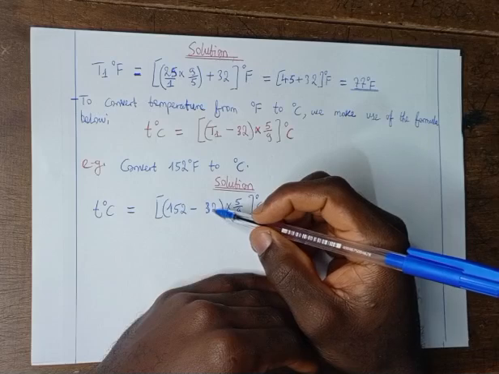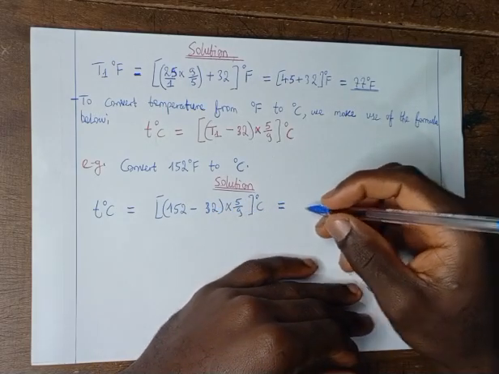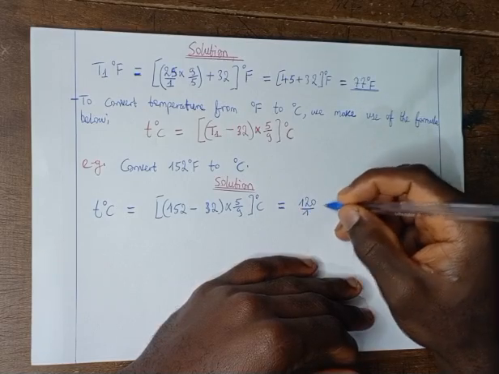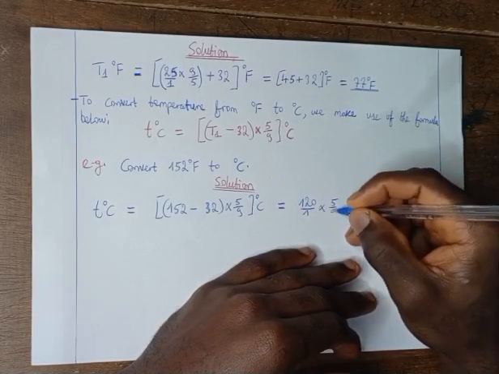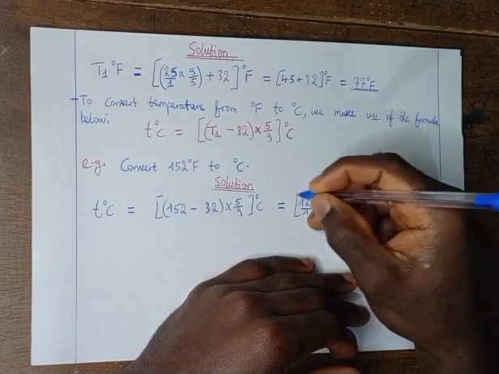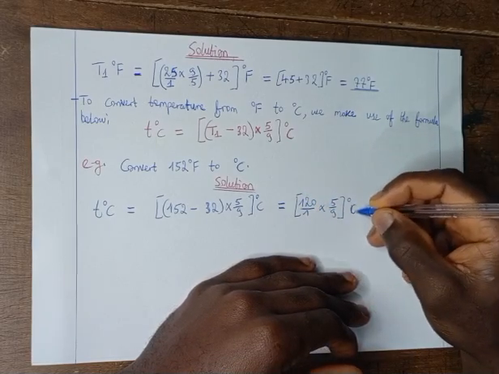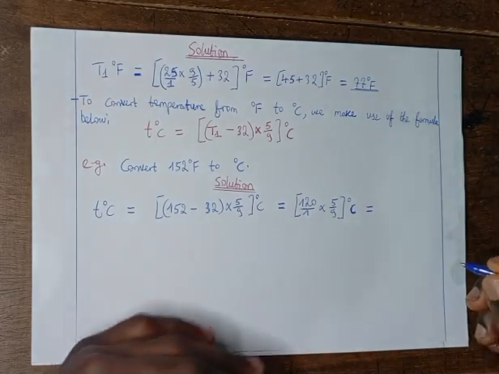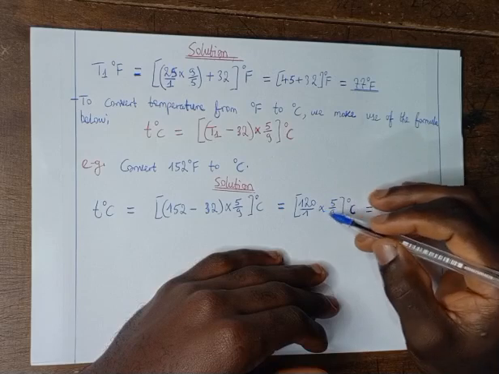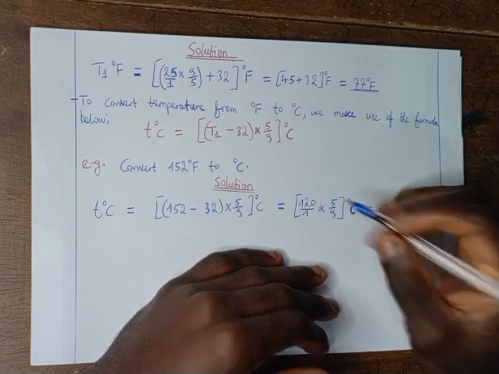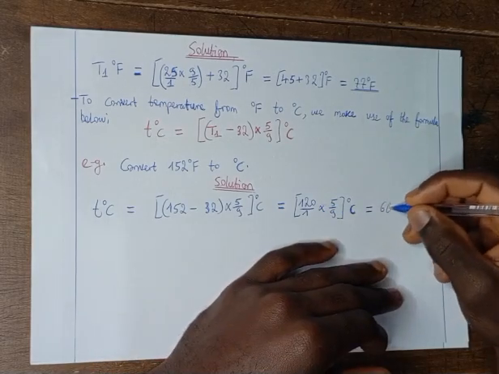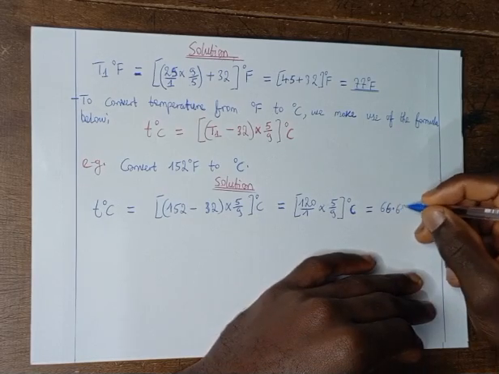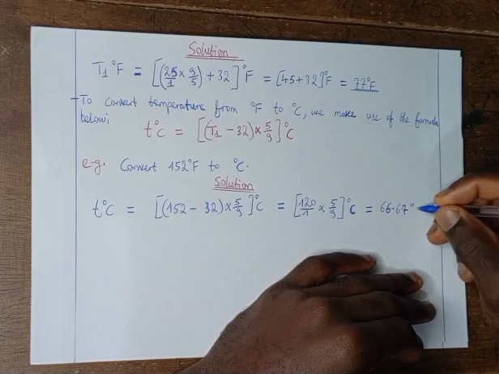152 minus 32 is simply equal to 120. So this will give us 120 over 1 times 5/9. So if you need degrees Celsius, this will simply be equal to, we perform all the necessary simplifications. We divide 120 by 9, then we multiply the result by 5. We are simply going to obtain 66. If we give the result to 2 decimal places, 66.67 degrees Celsius.